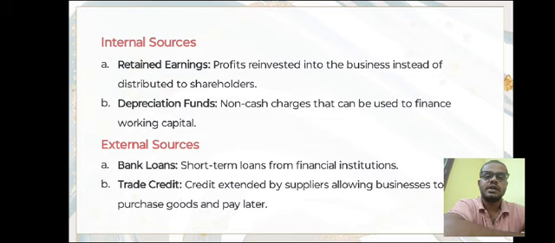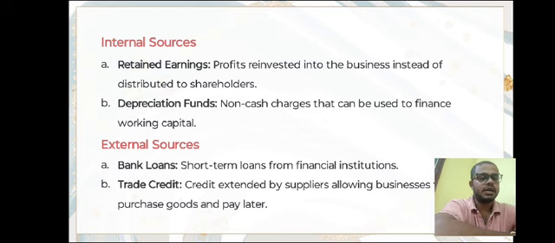Internal source: retained earnings. These are the profits invested into the business instead of distributed to shareholders. Depreciation funds. These are the non-cash charges that can be used to finance working capital. External sources. These are bank loans. These are the short term loans from financial institutions. Trade credit. This is the credit extended by suppliers, allowing business to purchase goods and pay later.